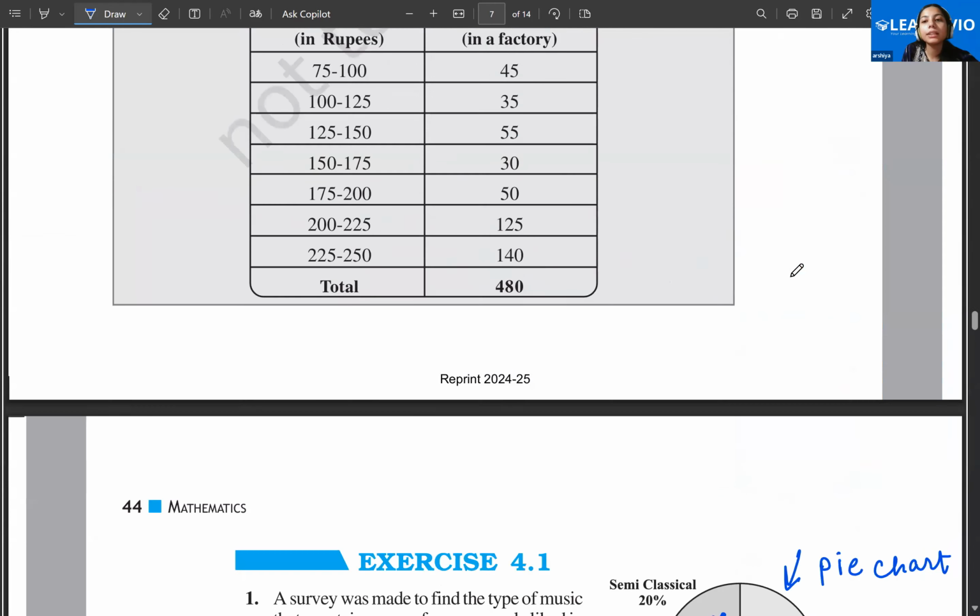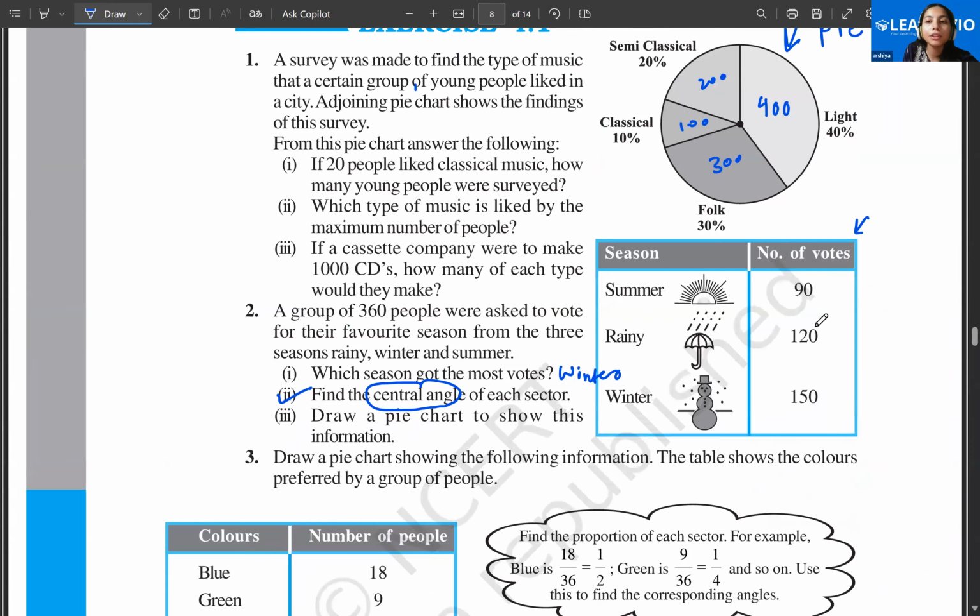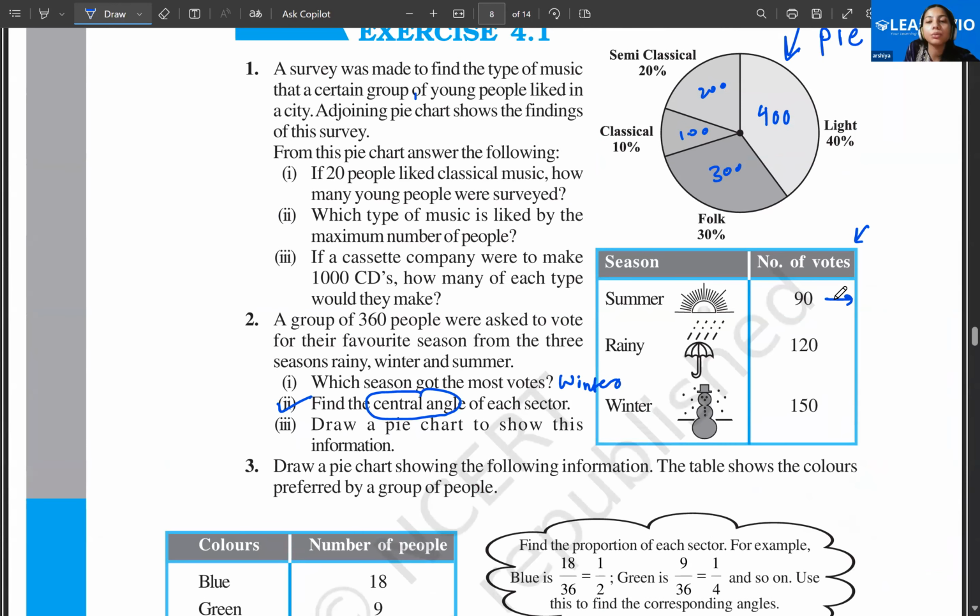I'll do summer with you, and the remaining you'll have to do. First of all, to convert it into a fraction, I'll write the portion of summer, which is 90 upon the total. How much is the total? They've given in the question 360 people, so you don't have to calculate it.